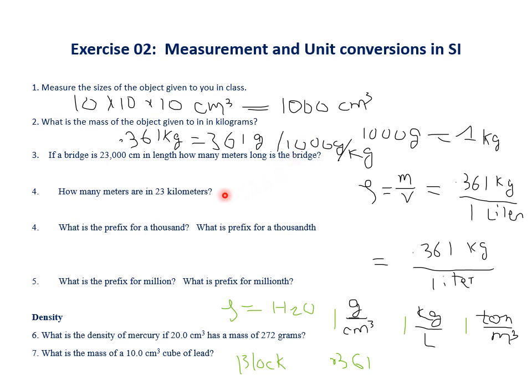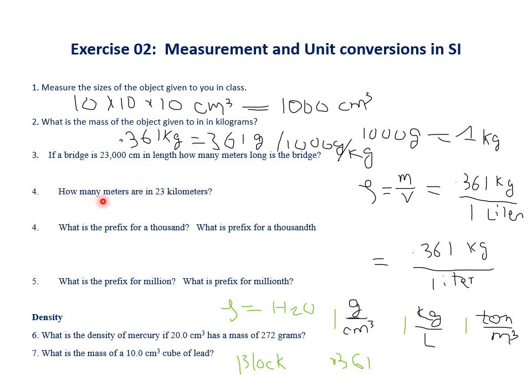Okay, exercise time. The first one will be easy. Measure the size. We had a cube in our class, and the volume will be 1,000 cubic centimeters. What is the mass, given in kilograms? We actually weighed it with a scale if you were present in the class. And if a bridge is 23,000 centimeters in length, how many meters long? Remember, 1 meter is 100 centimeters, so remove 2 zeros, so it's 230 meters.